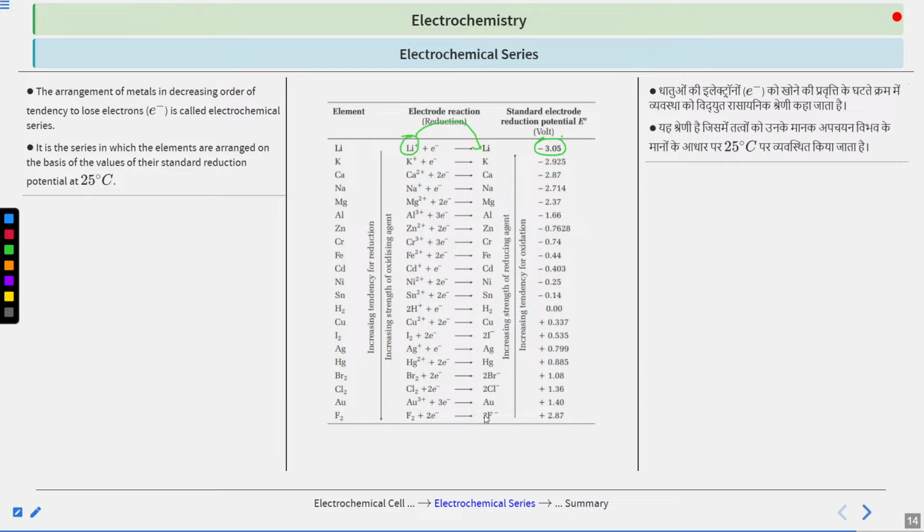Similarly, if you go from bottom to top, you will see that the oxidation potential will increase. It's very obvious because oxidation potential will be the negative of each of these. So obviously it will increase from bottom to top, and the oxidizing power will decrease from bottom to top. Clear? The same thing is mentioned here: the increasing tendency for reduction and the increasing strength of oxidizing agent, because on moving top to bottom the reduction potential is increasing, so the strength of the oxidizing agent will also increase. Clear? The same goes for this.